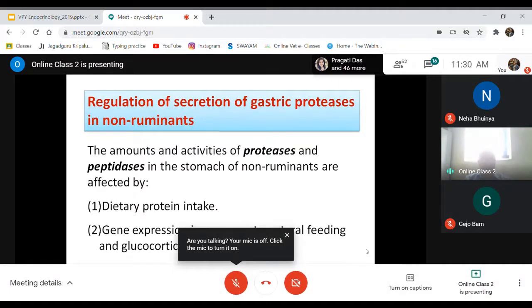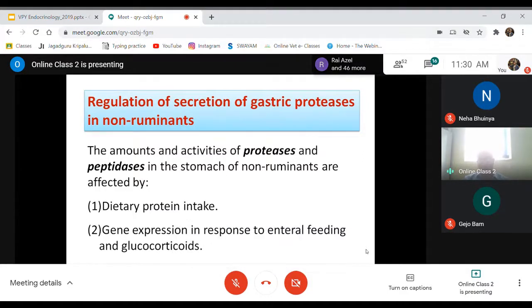Then number 2 is gene expression in response to enteral feeding and glucocorticoids. When we provide food through tube or IV in disease condition, that means when the animal is unable to consume food, then also there will be stimulation of gastric proteolytic enzyme secretion. And glucocorticoid therapy also will be stimulatory.